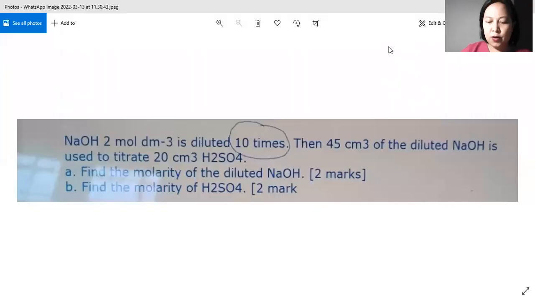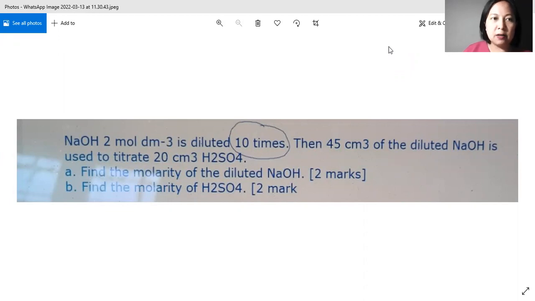Hello guys, good evening. I want to discuss dilution and also titration. So dilution is a method of changing the concentration by adding more solvent. And in this case, because we are talking about acids and bases, the solvent that we use is water.